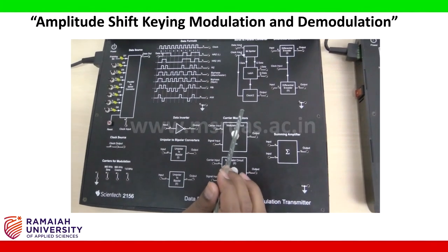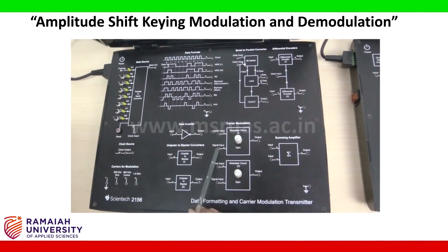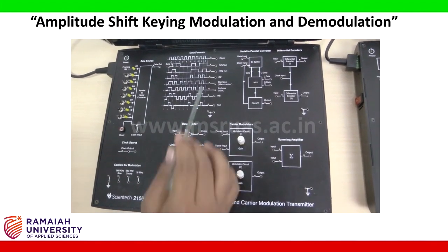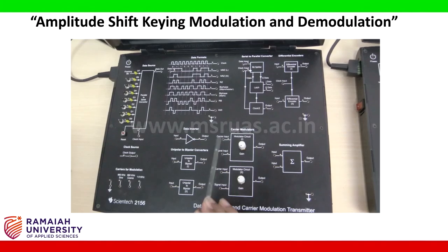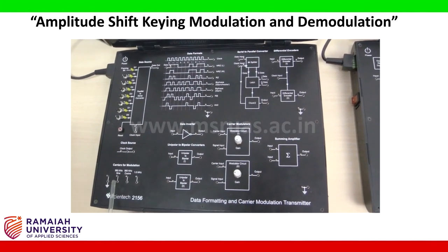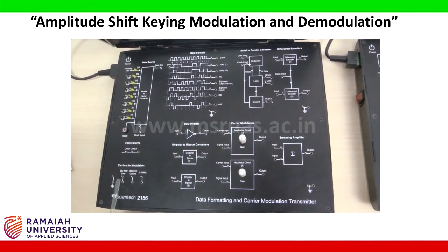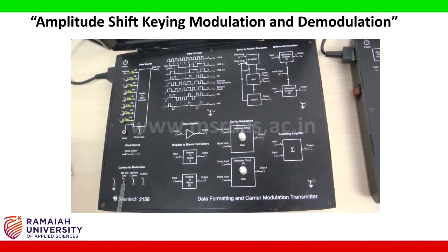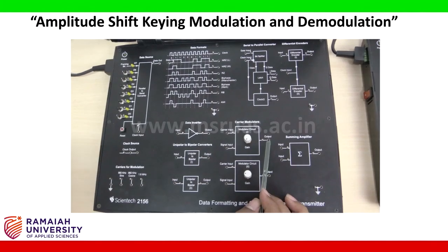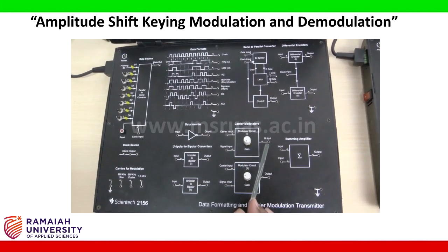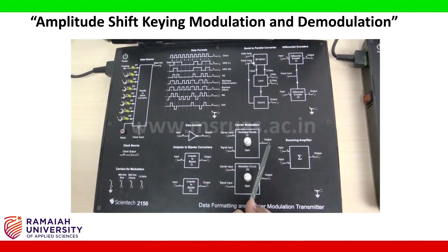Here in carrier modulation, there are two inputs: the signal input, which will be the output of the line coding scheme, and the carrier input. Carrier input is fed from these carrier signals. I take the 960 kHz sine wave as the carrier signal, and the output of this would be the amplitude shift keying modulation scheme output.